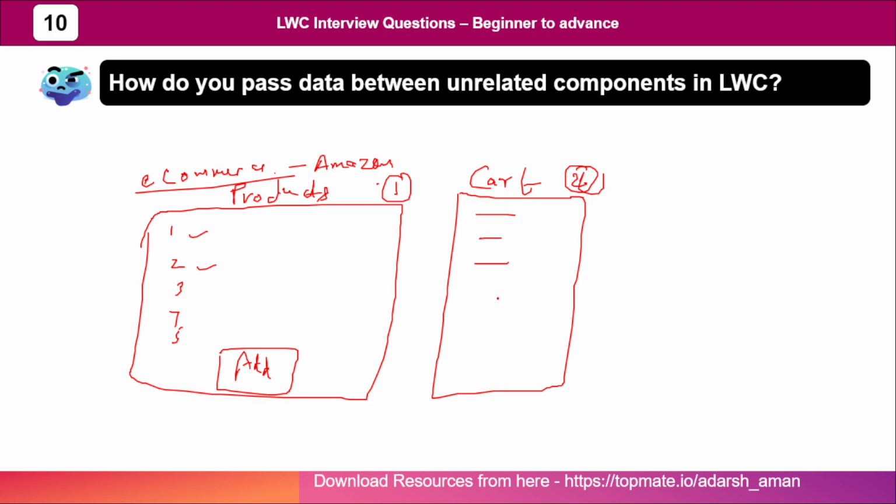So this is one of the examples or use cases of LMS, and this is why communication between two unrelated components is fairly common in any business or any project. So I hope you get the point of why communication between unrelated components is needed.